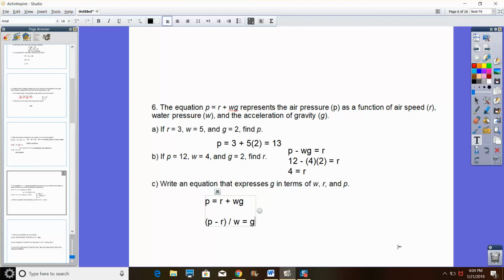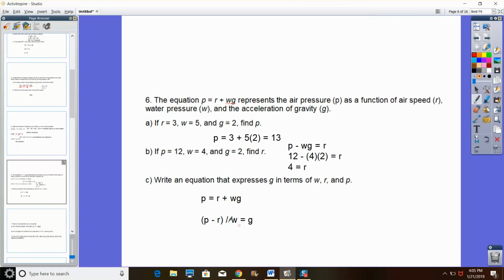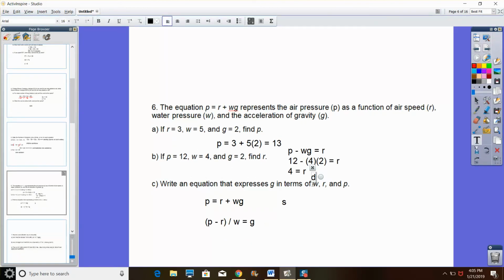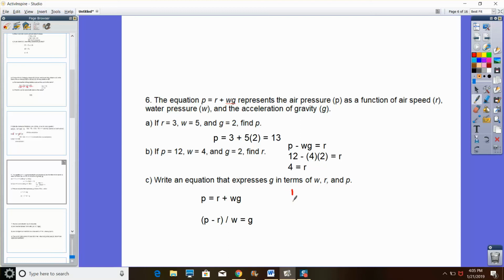Another way to look at this is if I were to write it out, I would have to subtract R first. That would be P minus R. Oops, sorry. I don't know what happened there. That was weird. Okay, let's try that again. Sorry about that. That would be P minus R.